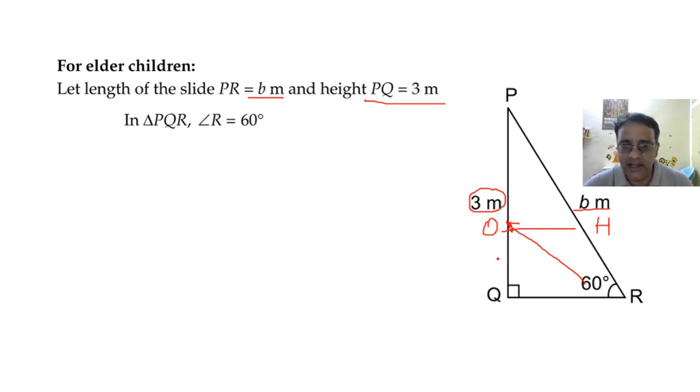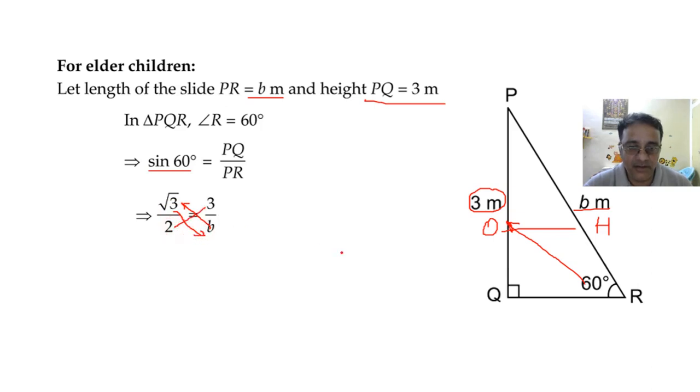So sine is opposite by hypotenuse. So PQ upon PR. And what is the value of sine 60 degree? Root 3 by 2. And PQ is 3 and PR is b. Now we'll cross multiply. Okay. b को इधर शिफ्ट कर दो और root 3 को इधर and 2 into 3. So b is equal to 6 by root 3.